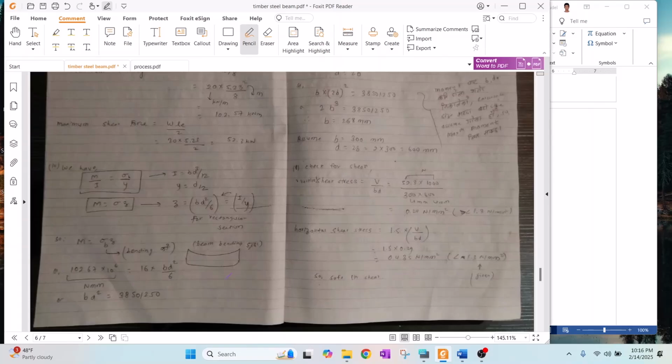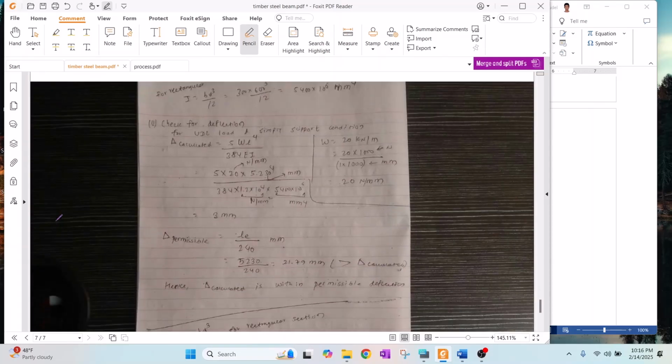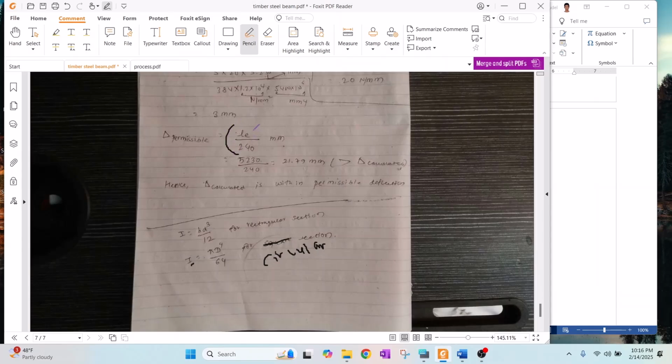If it is not safe in deflection, then you need to change or increase the size of the section. Although it might be safe in bending and shear force, as it is not safe in deflection, you should increase the depth or breadth to bring the deflection within the limit as given in the code. For this case we are just using L effective divided by 240 as delta permissible.